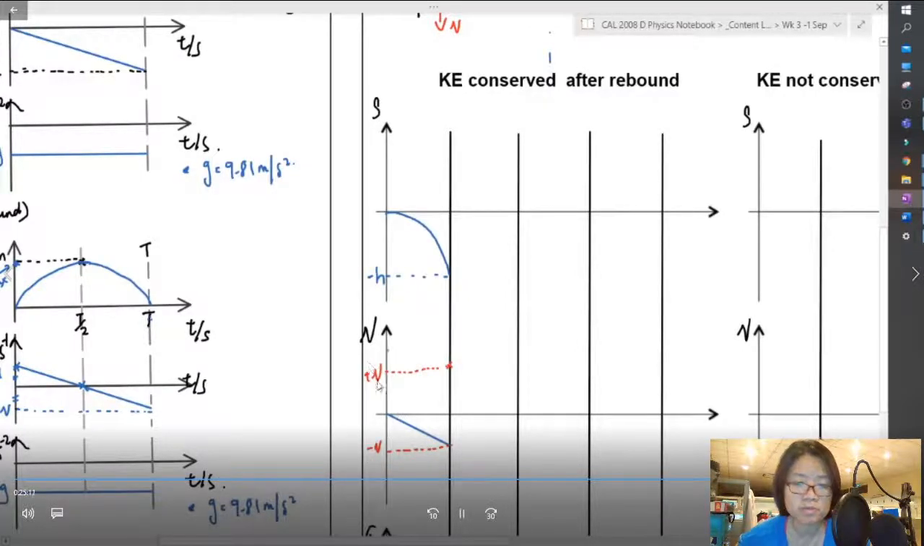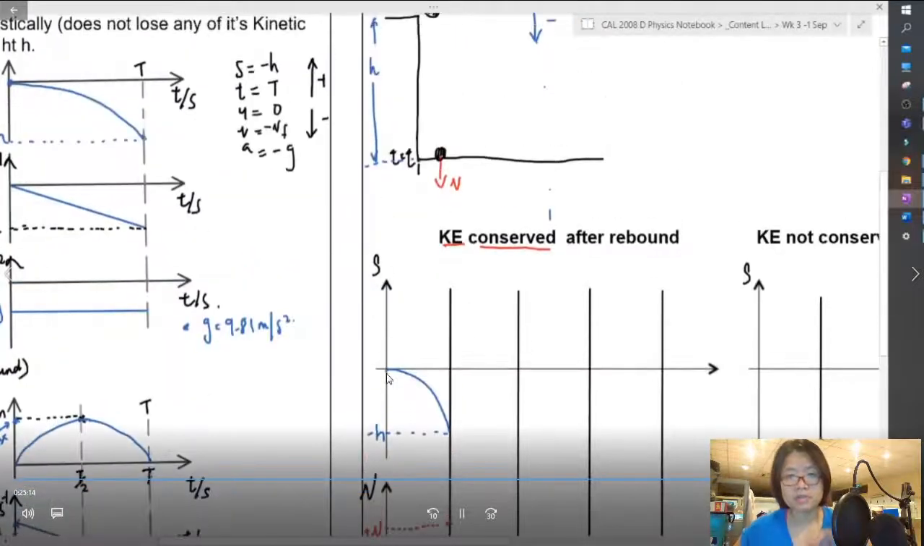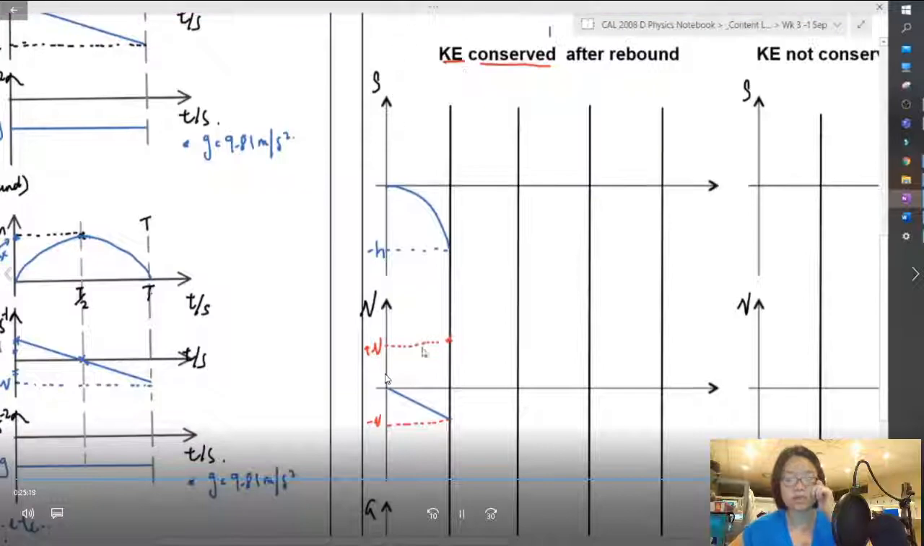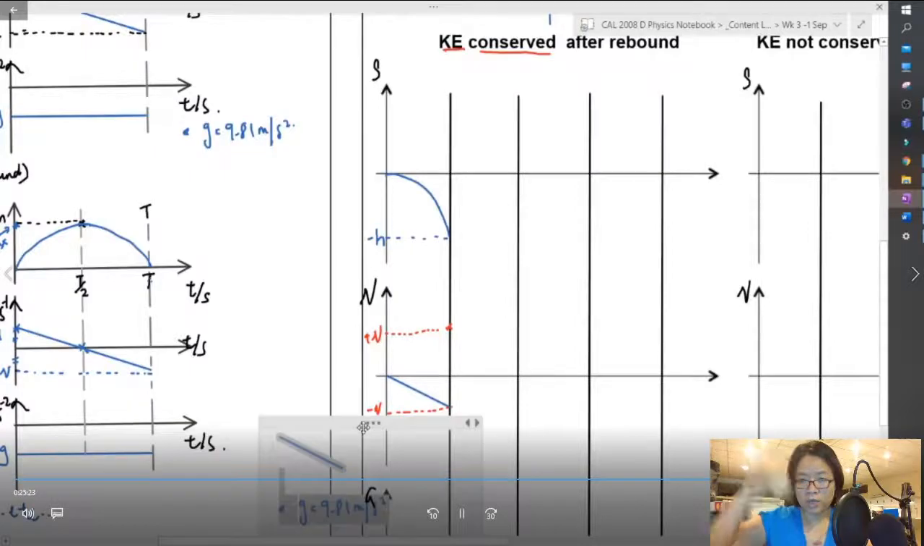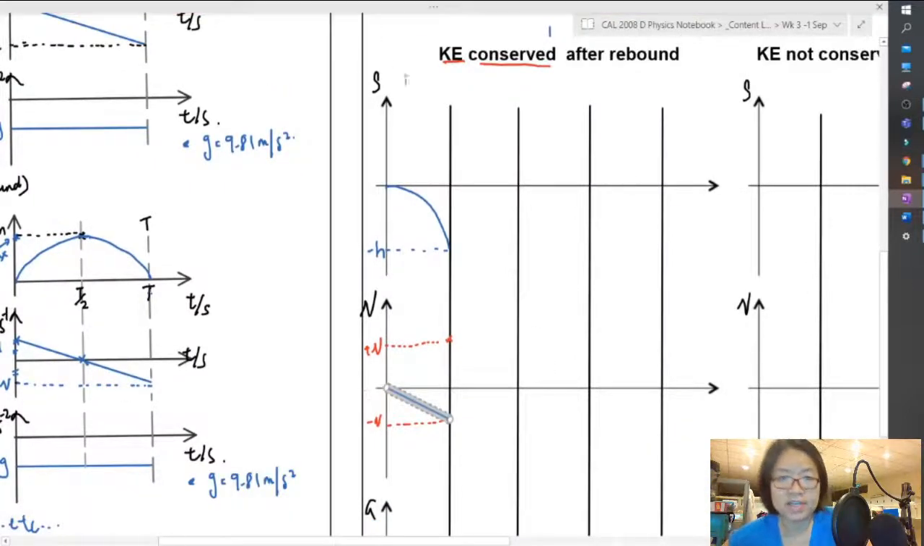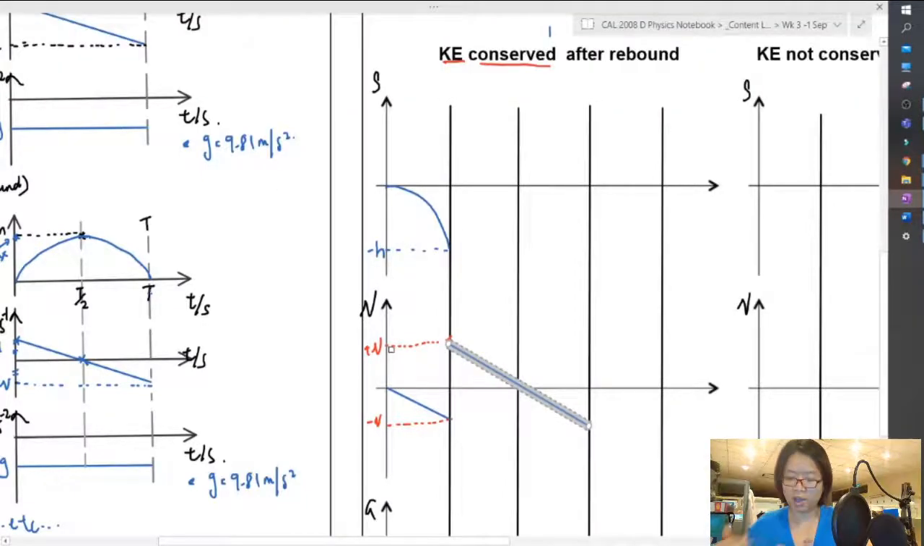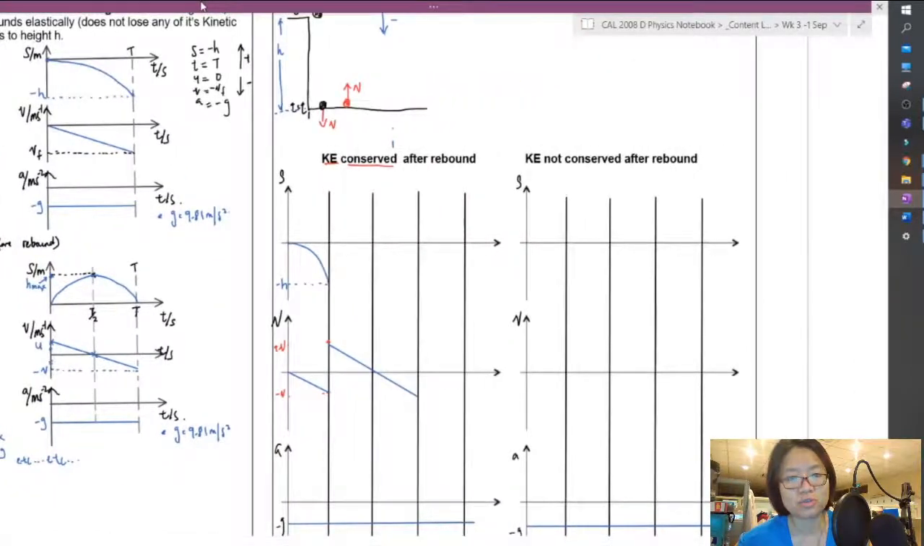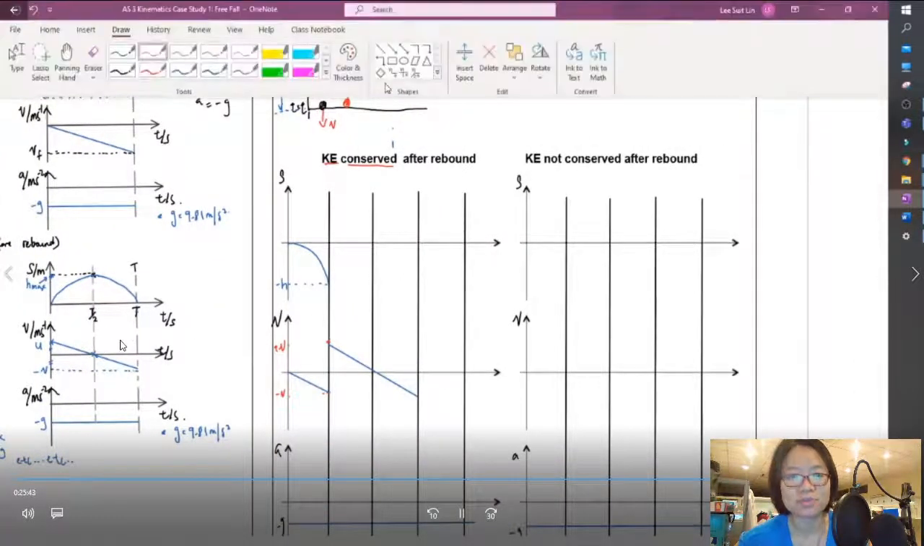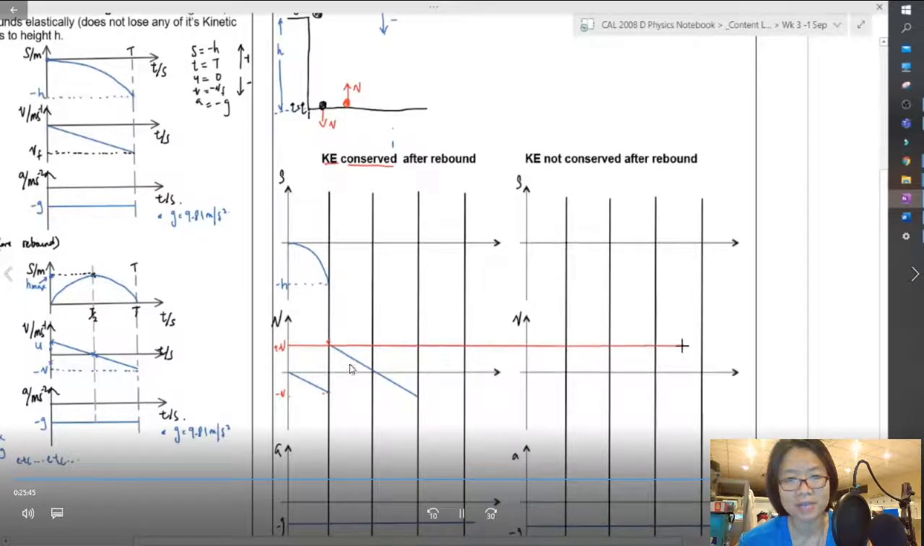Here is positive v. Just for comparison, I'm going to draw a scaling line for the velocity v. Because there's no loss in kinetic energy, or KE is conserved, you hit the ground at v, you rebound at v at the same time. So from here, I'm going to redraw, because now when it rebounds, you have the ball going up and then coming down, which is actually the second case, which means I can copy the graph from this one and put it at the second portion.